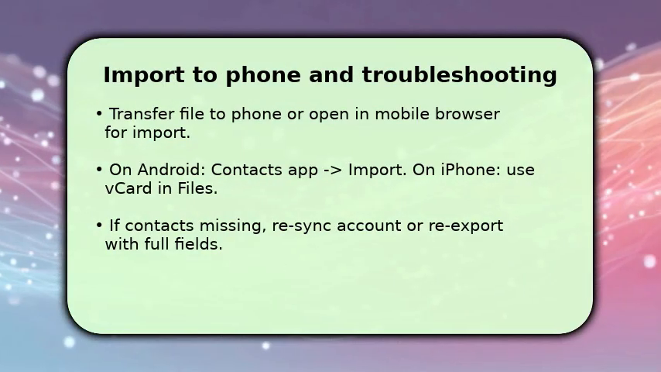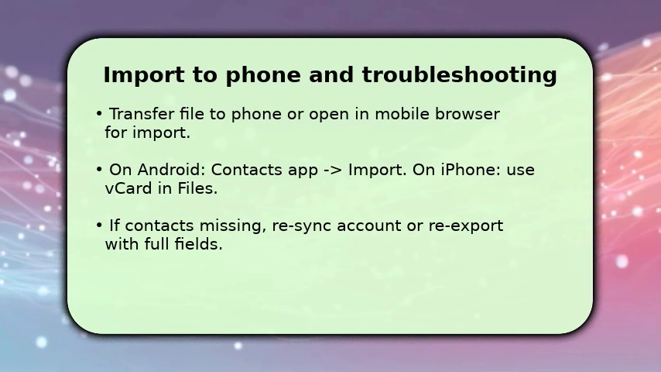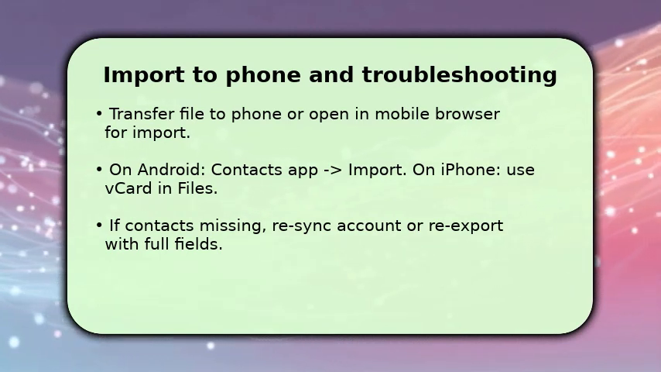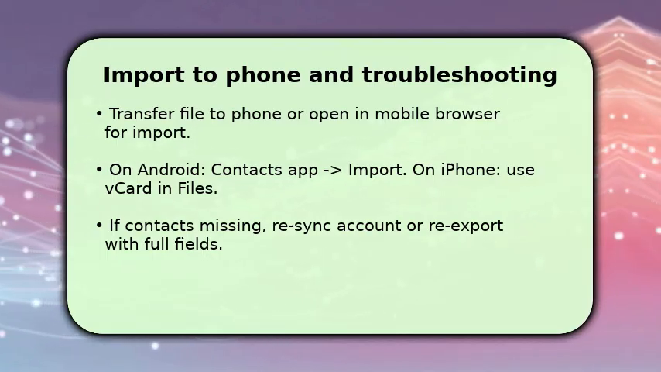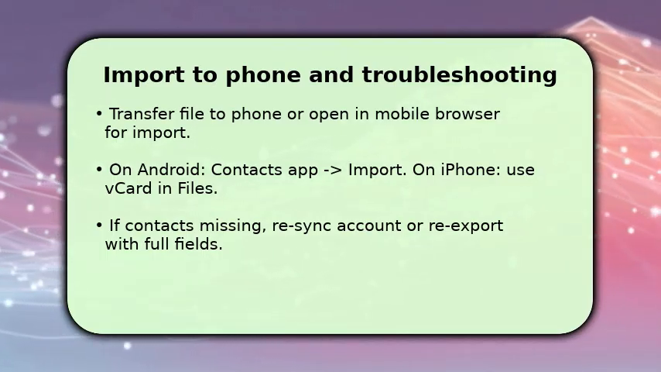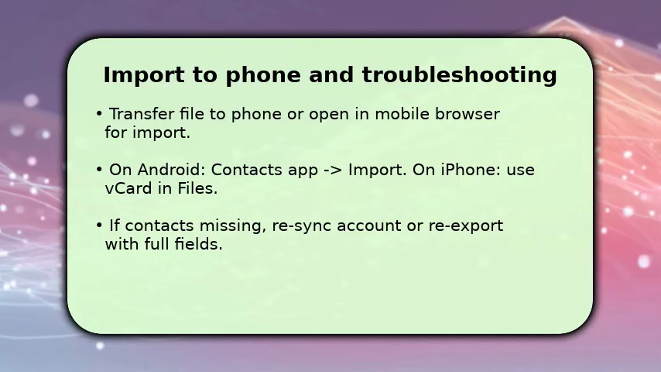Finish by importing the exported file to your phone. Copy the CSV/vCard to the device or open it from cloud storage. On Android, open Contact Settings Import and choose the file. On iPhone, tap a vCard to add contacts to the phone app.